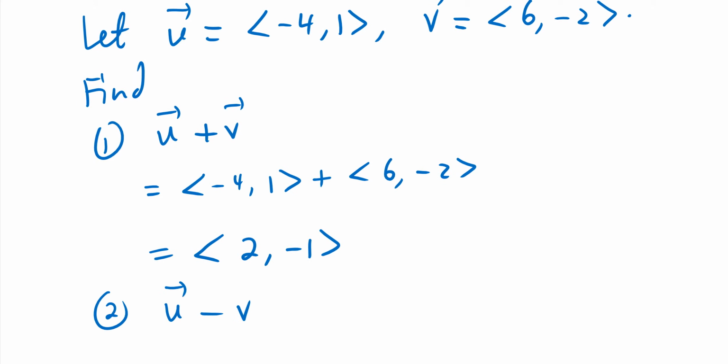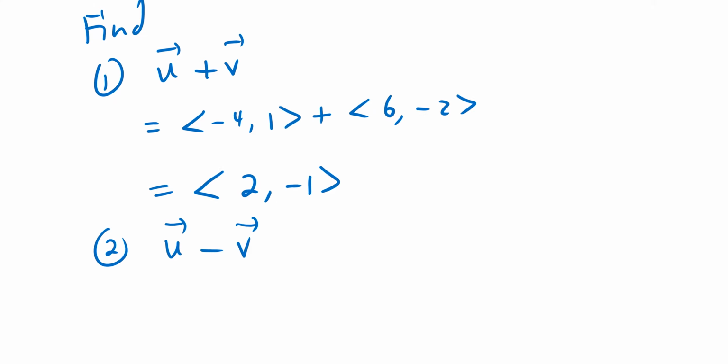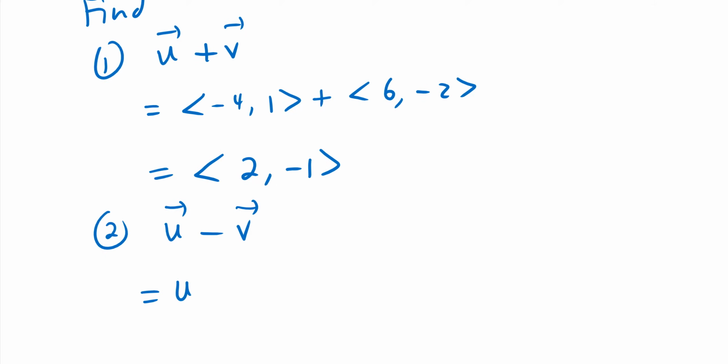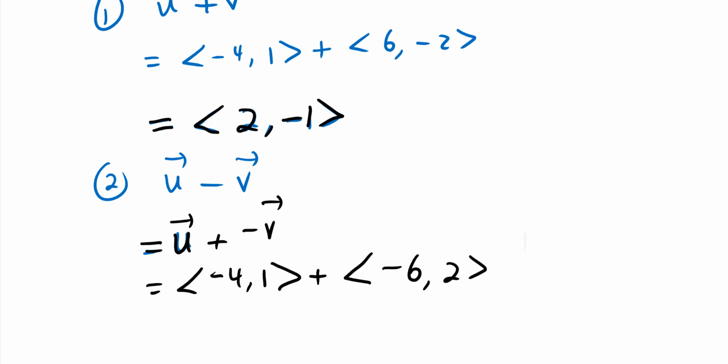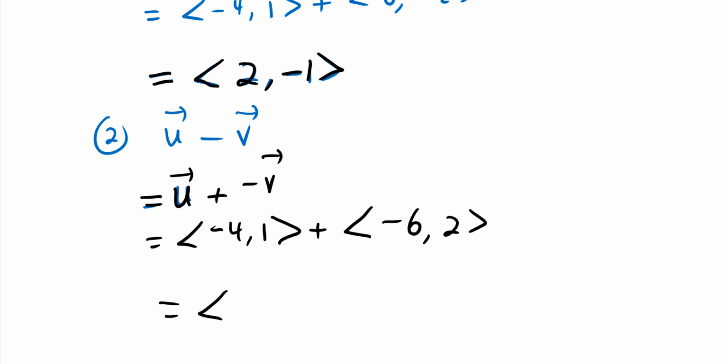u minus v. You can write it as u plus -v. u was -4, 1 plus -v, multiply the vector by negative, so it's -6, 2. And now we can add that up. -4 plus -6 is -10. 1 plus 2 is 3. That's u minus v.